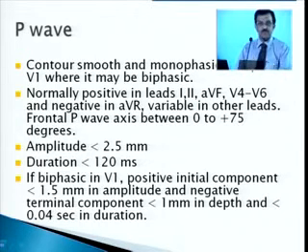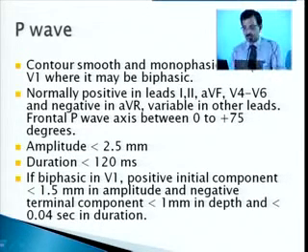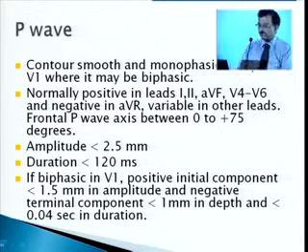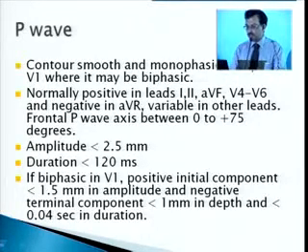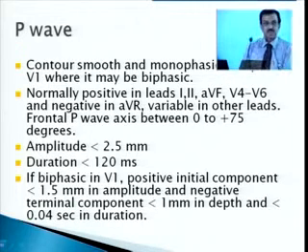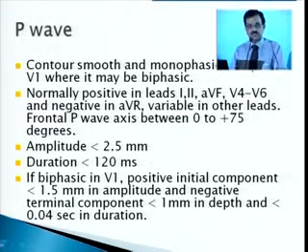And we have a P wave axis also. It varies from 0 to plus 75. The duration of the P wave is usually less than 120 milliseconds. Amplitude is less than 2.5 millimeters. And it is biphasic in V1, as you know, with a positive initial component and a negative next component, representing the left atrium as well as the right atrium simultaneously.